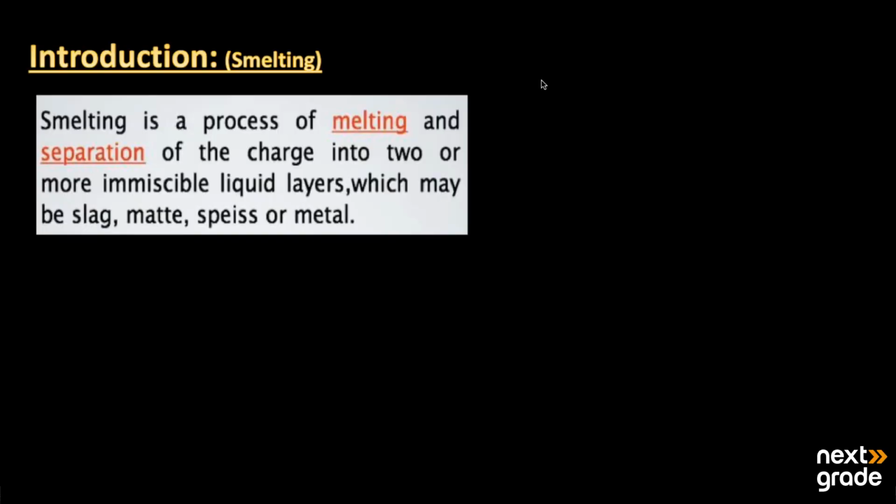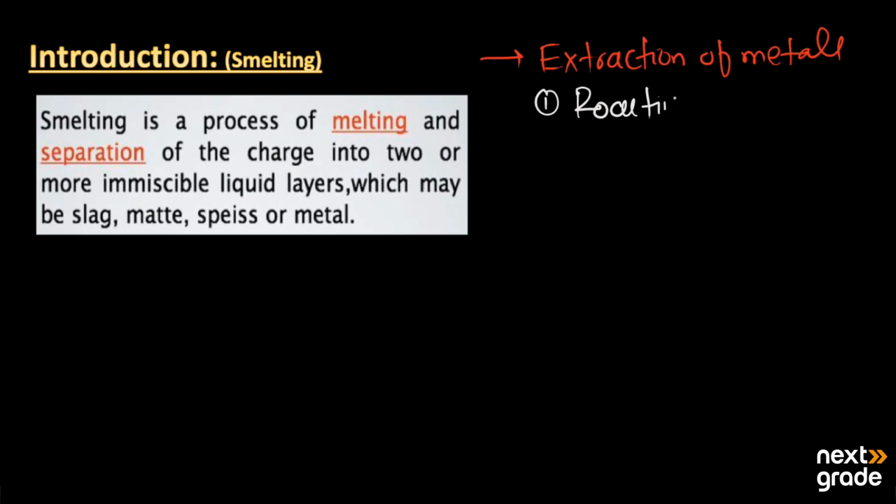So the topic we are going to discuss here is smelting, as it is the second step of the process of the extraction of the metal. When we talk about the extraction of metals, it basically includes three processes: the first one is roasting, the second one, which we are going to discuss, is known as smelting, and the third one is mesmerization.